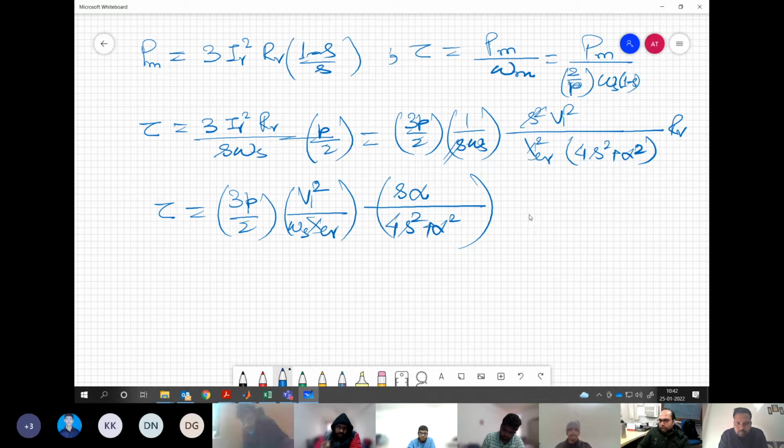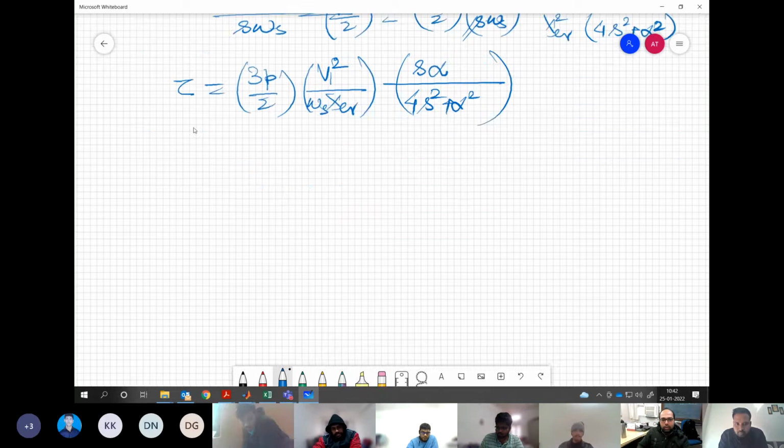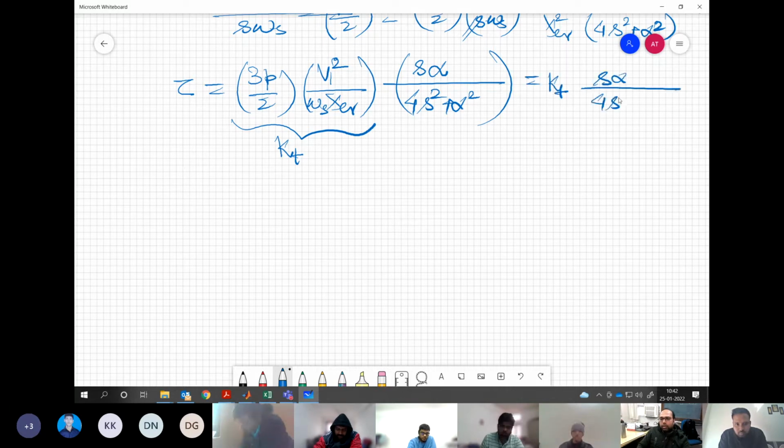Yes, sir. Correct. Now what you can do basically, because all these quantities, 3P by 2, V1 square, omega S XLR, are all constant for a given machine, we can mark this as some kt. So this can be written as kt times S alpha by 4S square plus alpha square. Now we are going to have the torque slip characteristic for the induction motor on the basis of this expression.